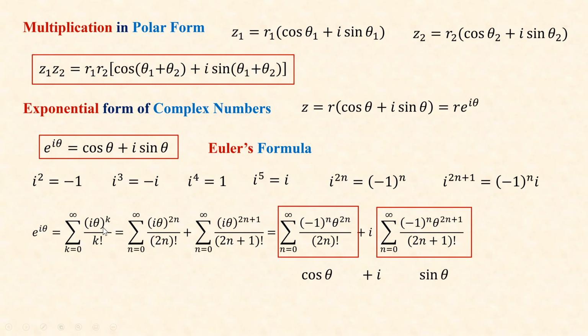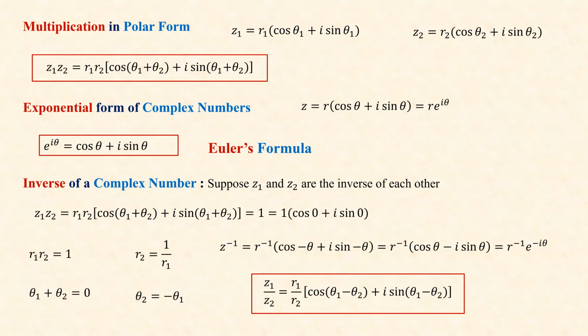Then we can separate these powers of k into even powers and odd powers. And for the even powers, i to the 2n becomes negative 1 to the n, so it becomes like that, and theta to the 2n divided by 2n factorial. And all of the odd terms have an i. We can factor the i, and the rest will be negative 1 to the n theta to the power 2n plus 1 divided by 2n plus 1 factorial. And you see that this is the Taylor expansion for cosine theta, and this is the Taylor expansion for sine theta. So you see that e to the i theta becomes cosine theta plus i sine theta, which is another way of looking at this Euler formula.